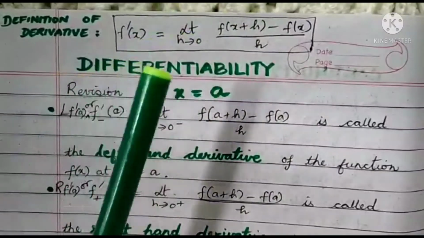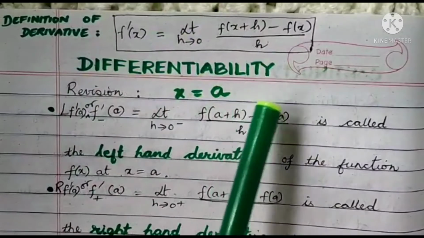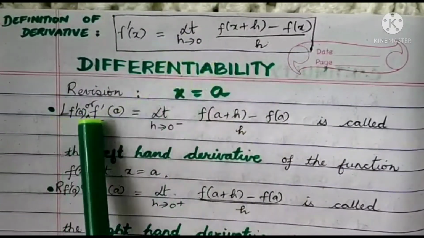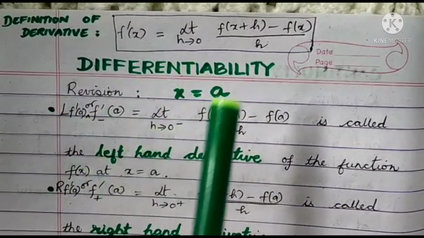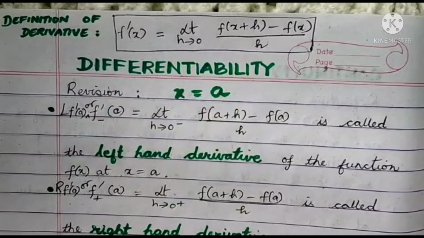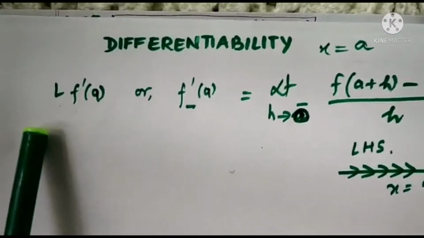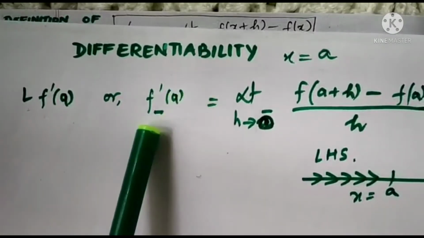Now, in order to check the differentiability of a function at the point x equal to a, for example, what we need to do is we need to find the left-hand derivative of the function at that point, and we'll need to find the right-hand derivative of the function at that particular point. Okay, now how we are going to do it, let us see. The left-hand derivative of the function is denoted by L of f dash a or f dash of a minus.